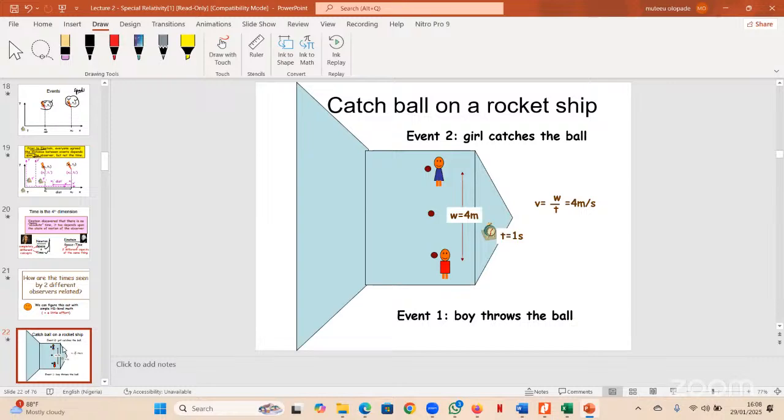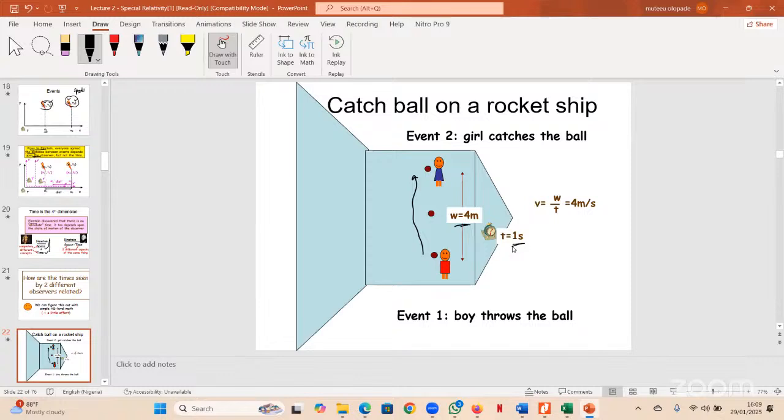Now, we have this: catch ball on a rocket ship. You have a rocket traveling, but these two kids are busy playing inside the rocket. The girl catches the ball, maybe thrown by the boy. We want to see the time from when the ball was thrown to the time it was caught by the girl. The distance between them is 4 meters within the spaceship.